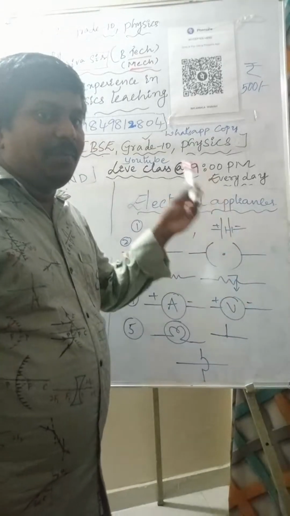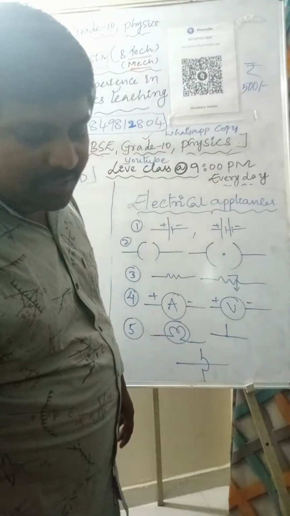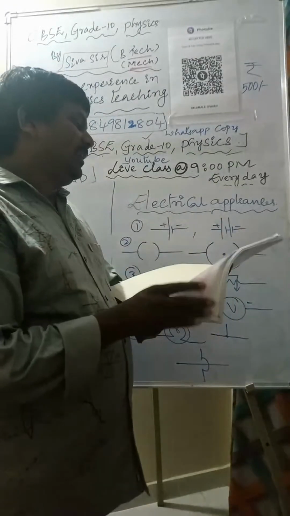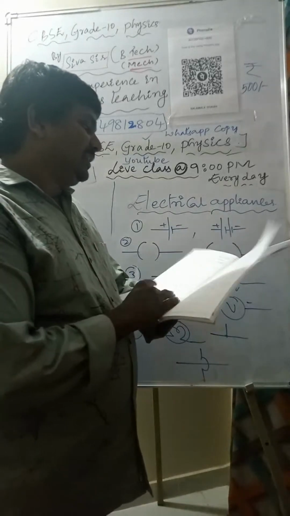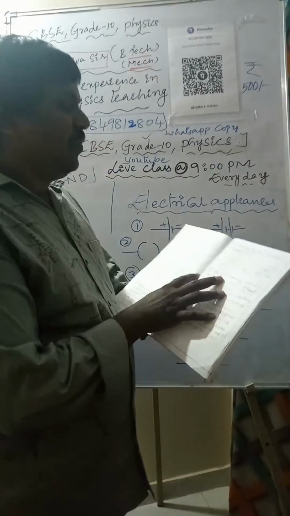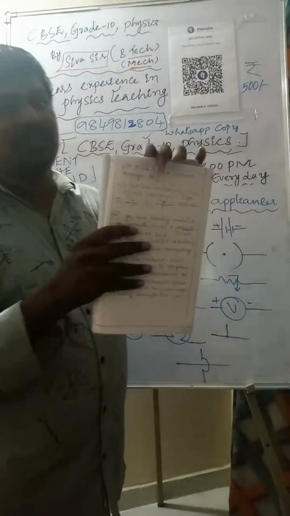Actually, based on this, one question will come. How will they ask? I'll tell you how they will ask questions based on this. What does the following circuit symbol represent? So here this is the question. So you can see.